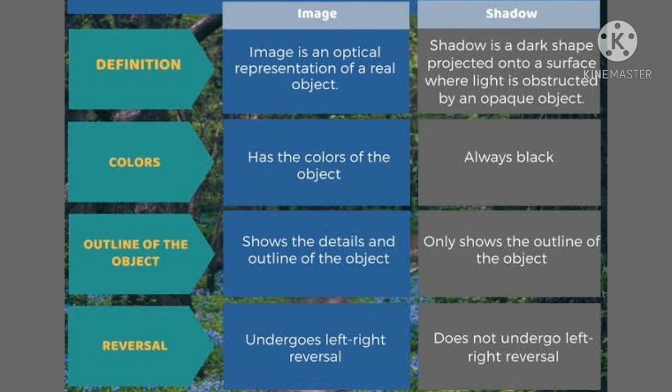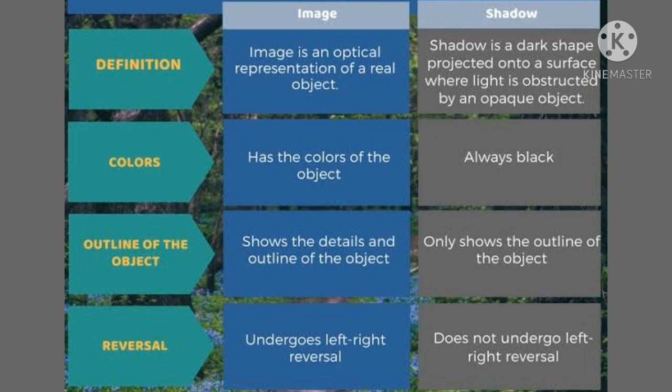Shadow shape depends on the shape of the object. Shadow does not show other details of the object. Image is of the same shape as the object and shows all the details of the object. The size of the shadow depends on the position of the source of light and may be bigger or smaller than the object. The image is of the same size as the object.